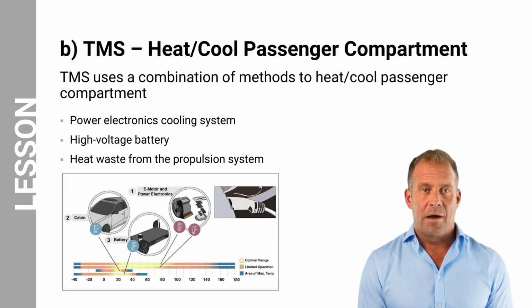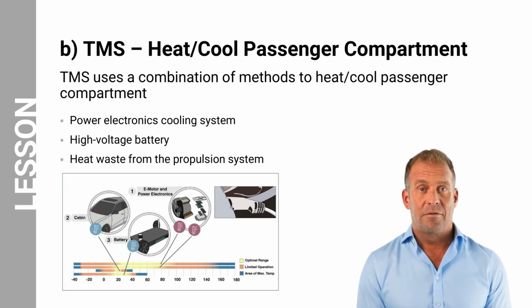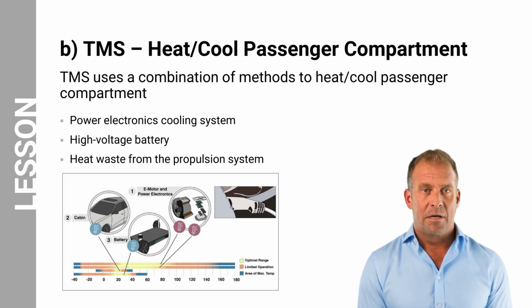Let us now look at another function of the TMS, to heat or cool the passenger compartment. The passenger compartment in a BEV can be heated in several ways, including a power electronics cooling system, the high-voltage battery pack, and waste heat from the propulsion system. The power electronics cooling system cools the electronic components in the BEV. The heat from the power electronics components can be used to heat the passenger compartment.